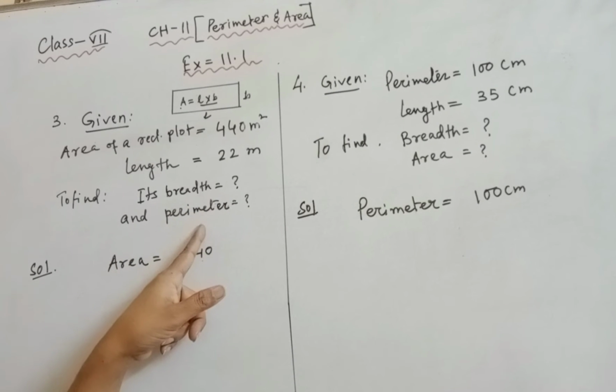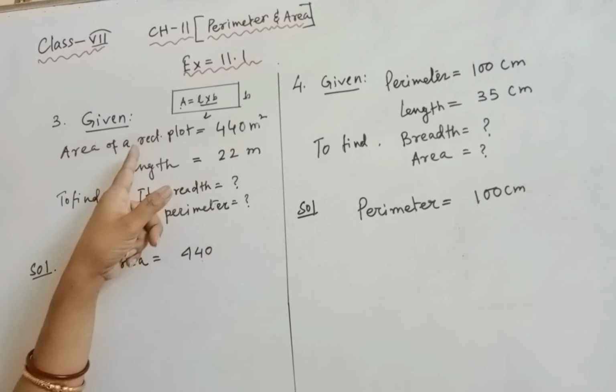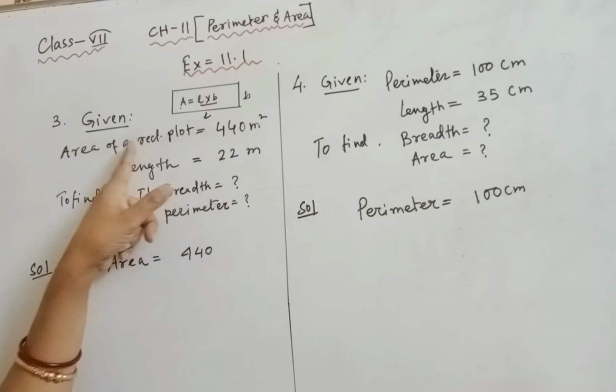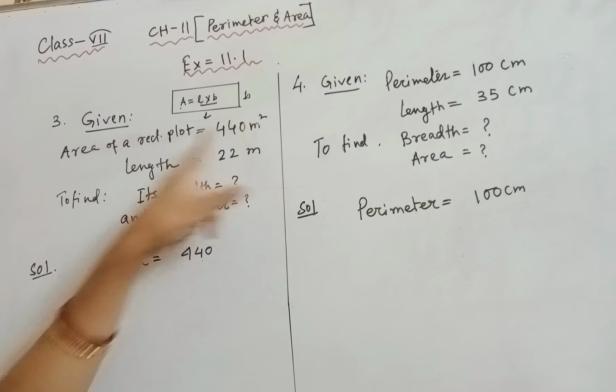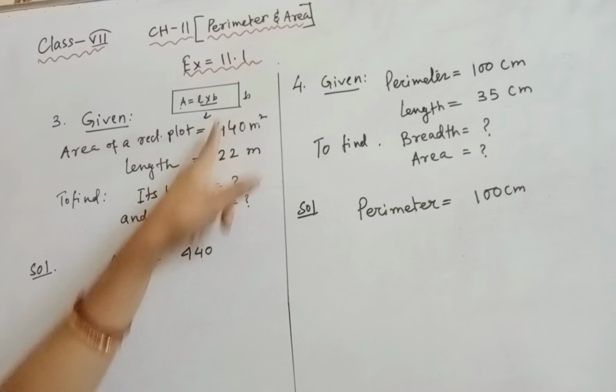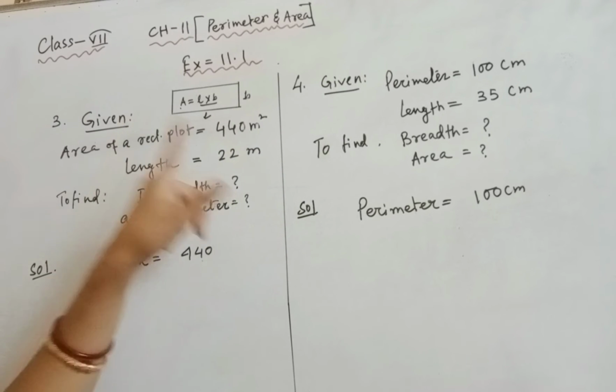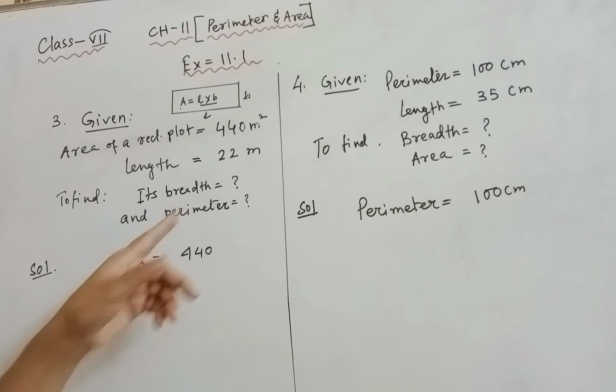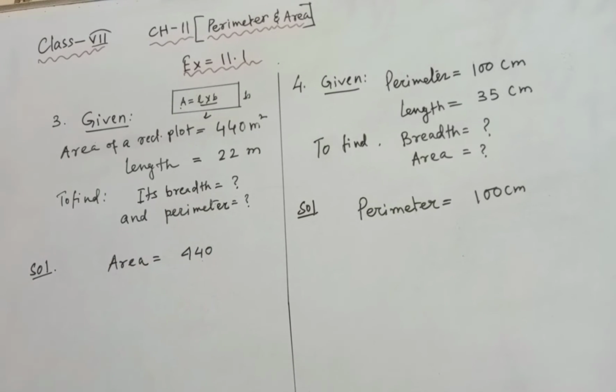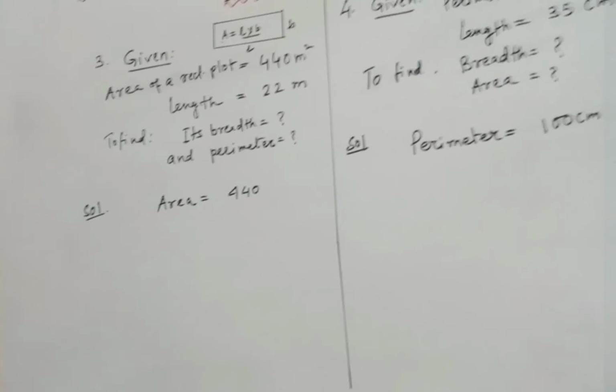and perimeter by using these two things. What is given here? Area 440 meter square, length 22 meter. By using these two dimensions, we have to find out the breadth and the perimeter. Now it is a very easy sum for you.